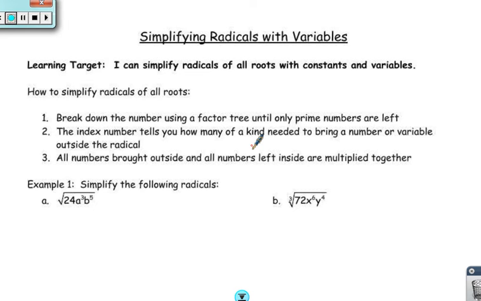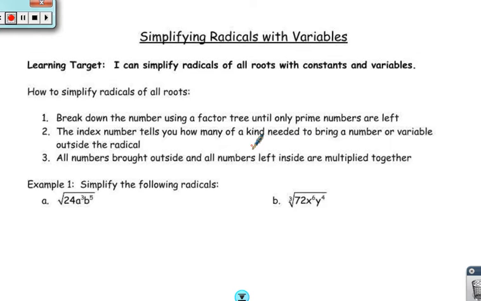Hi you guys, so today we're going to review simplifying radicals and start simplifying radicals with variables in them. So how do we simplify radicals? You break down the number, making our factor tree, until only the prime numbers are left.